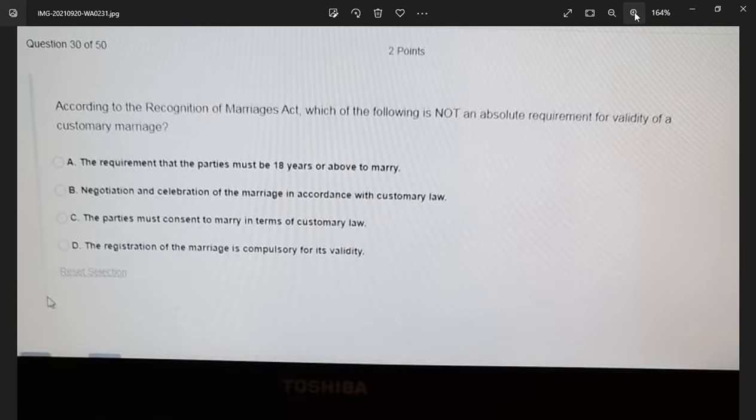According to the Recognition of Customary Marriages Act, which of the following is not an absolute requirement for validity of a customary marriage?